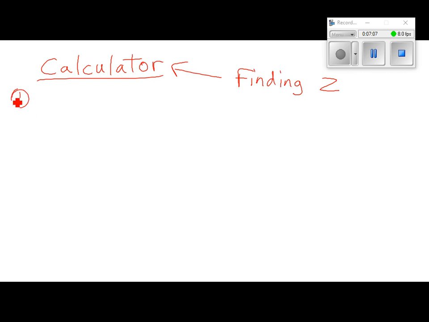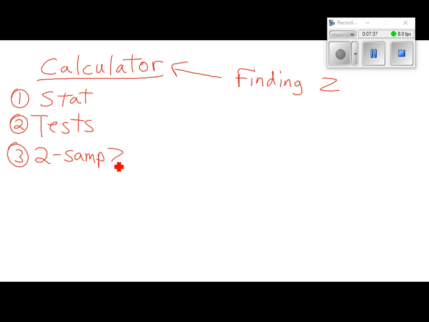What's the first thing we hit on our calculators? Stat. Everybody agree with that? You might want to write this down on there. That's why I left that space. Then what? Test. Then what? Two sample z-test.